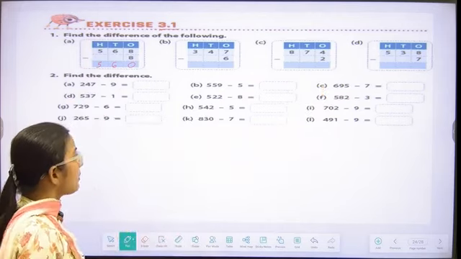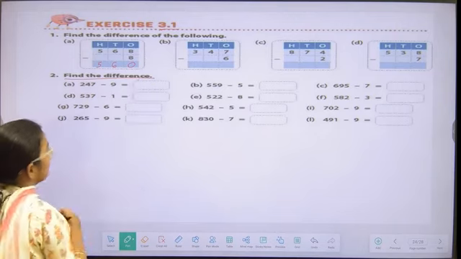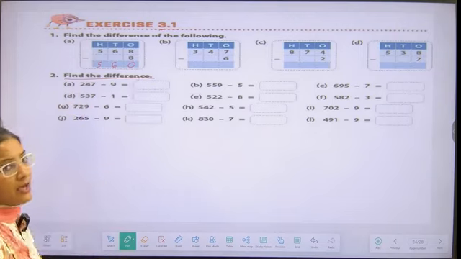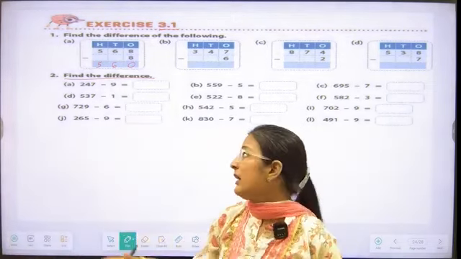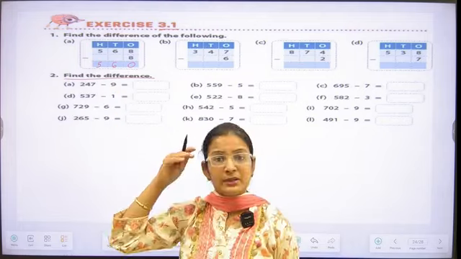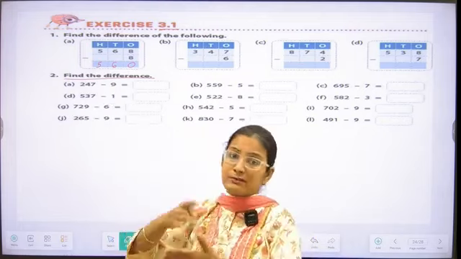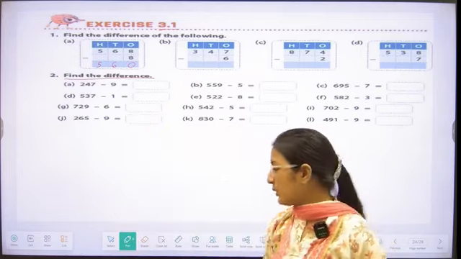Let's move to the second one. What do we have to do? We have to find the difference. So we have to subtract 9 from 247. So student, what can we do? We can keep the bigger number in our mind and do the backward counting of the smaller number on our fingers. Let's do it with me.